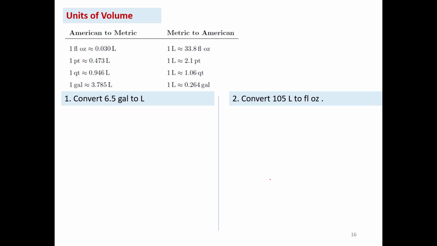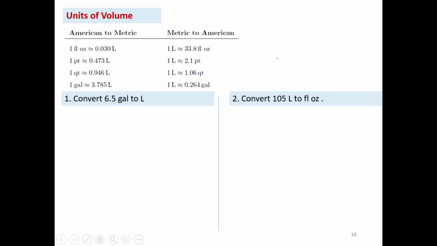Here are the units of volume. We have a few conversion factors between liters and the American units of volume. For example, we had fluid ounces to liters, quarts to liters, gallons to liters, liters to pints. Then here we had a few conversion factors.